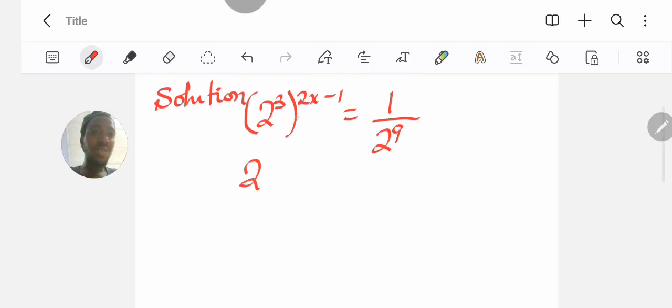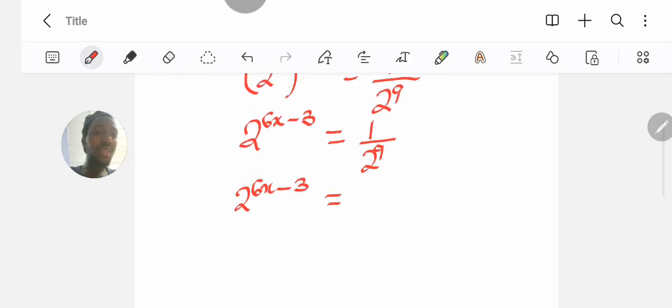If you have two powers, you multiply. 3 is going to multiply 2x and minus 1. So 3 times 2x is 6x, and 3 times minus 1 is minus 3, equals 1 over 2 raised to the power of 9. From here, we have 2 raised to the power of 6x minus 3 equals, from this law, 1 over 2 raised to the power 9 is the same as 2 raised to the power of minus 9. If this 2 raised to the power 9 goes up, it becomes this.